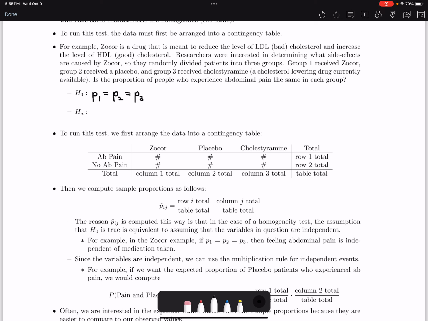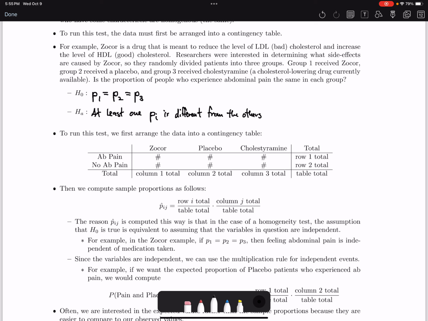And the alternative hypothesis, again, we're going to write this out in words because there are so many ways that the null hypothesis could fail to be true. It could be that P1 and P3 are the same, but P2 is different. Or maybe all 3 of them are different. Or maybe P2 and P3 are the same, but P1 is different. So we'll just say at least one proportion is different from the others. Okay, so that's what the null and alternative hypotheses will look like.